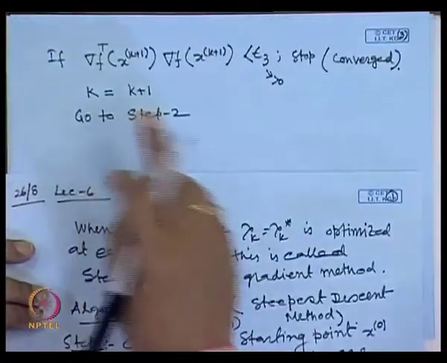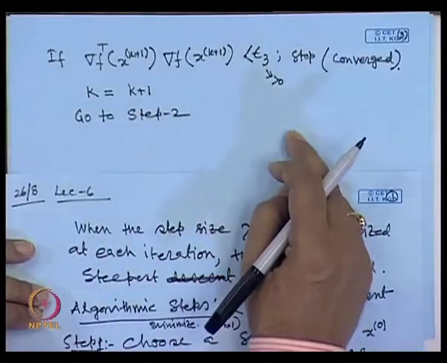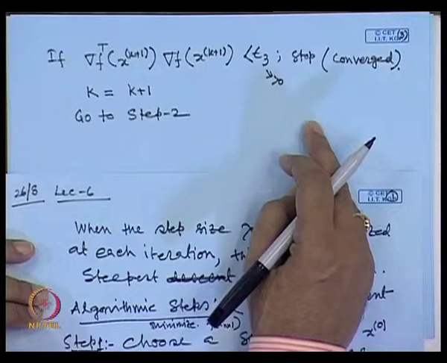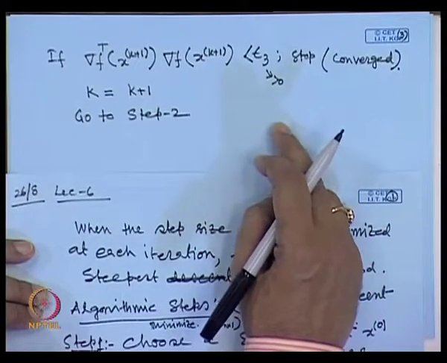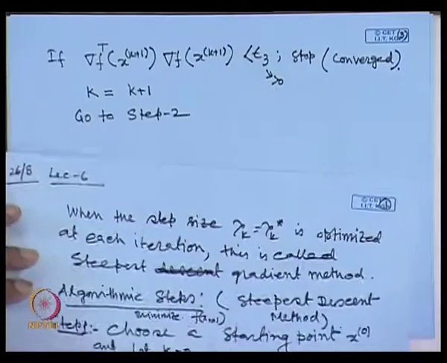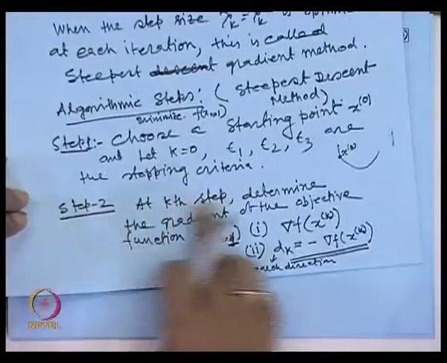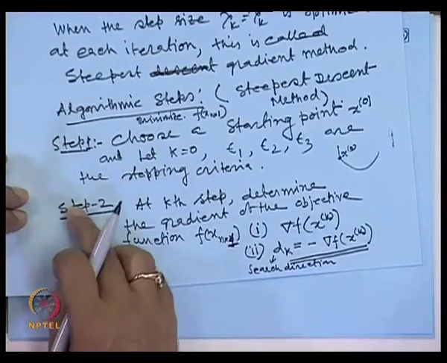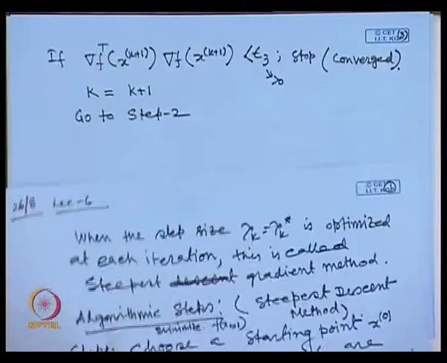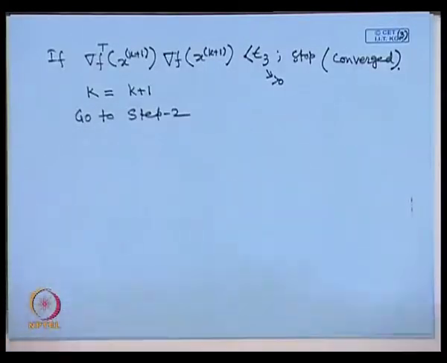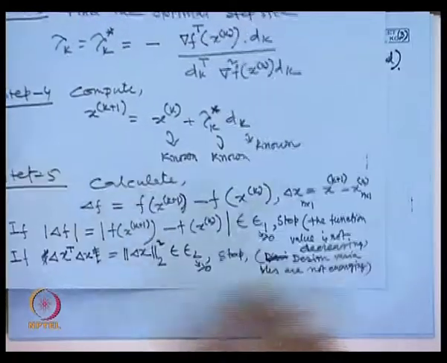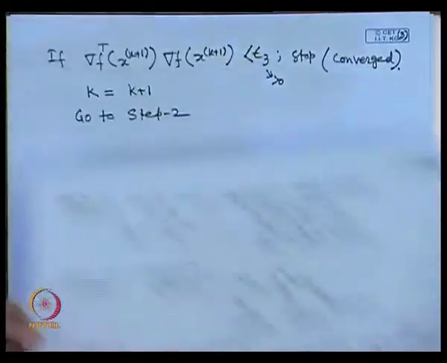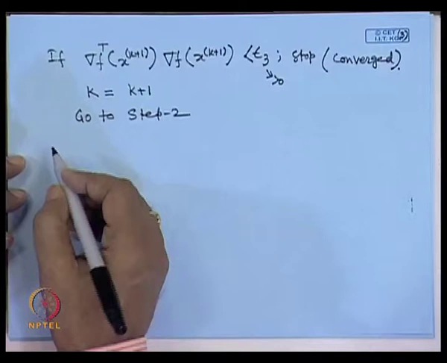See, the decision variable value at the k plus 1th iteration, x to the power of k plus 1, you know it. So, now you come to this step and proceed from step 2 to step 5 until this criteria is satisfied. So, this is the iterative process again. So, this is the algorithm.